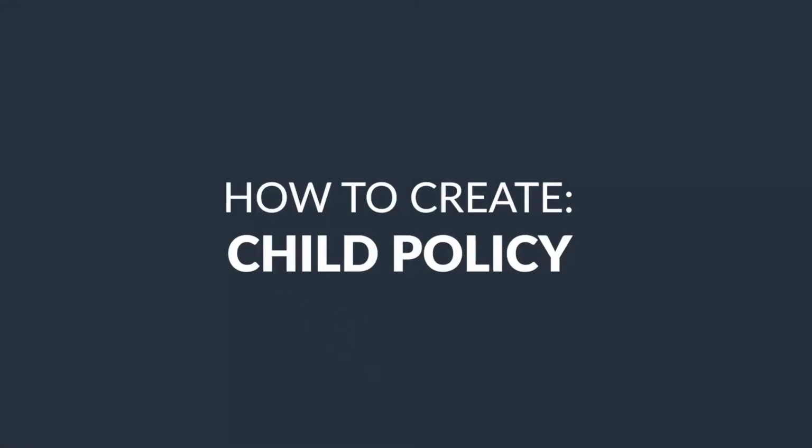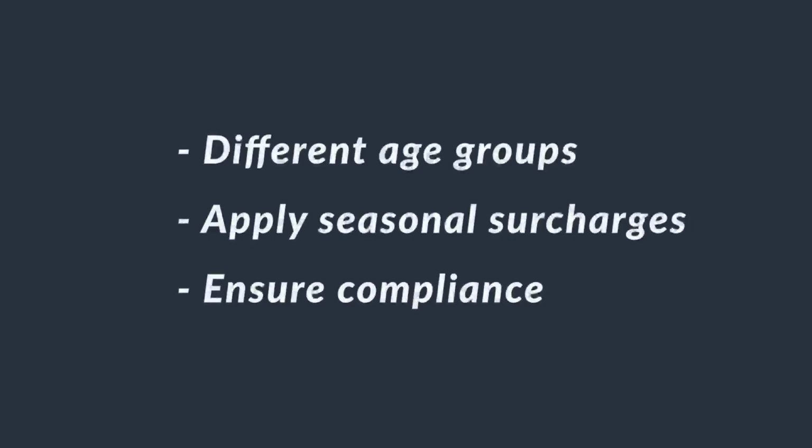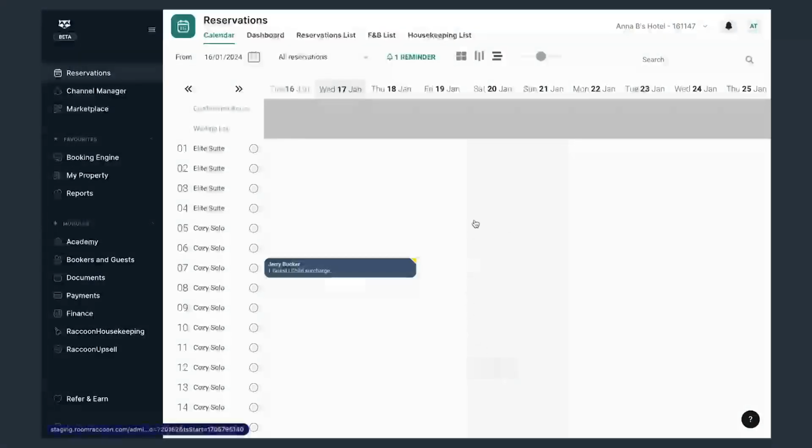Welcome to our guide on creating child policies in RoomRaccoon. This tutorial will show you how to set up policies for different age groups, apply seasonal surcharges, and ensure compliance with OTA channels. Start by ensuring your OTA channel's child policies match those in RoomRaccoon. This ensures correct charges for OTA bookings.